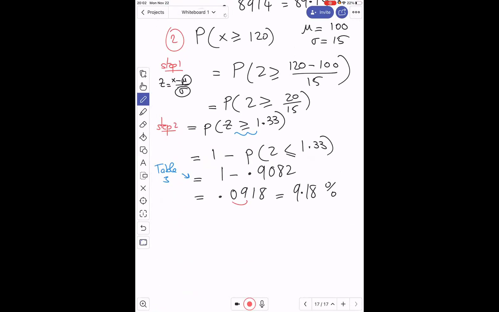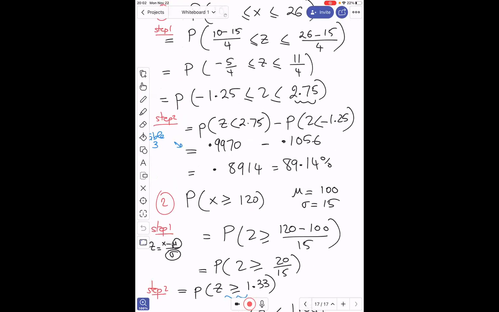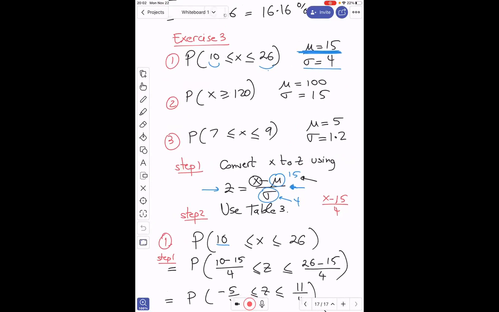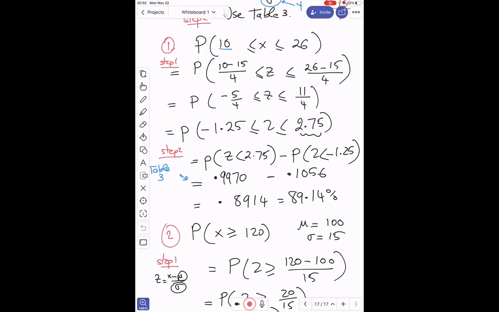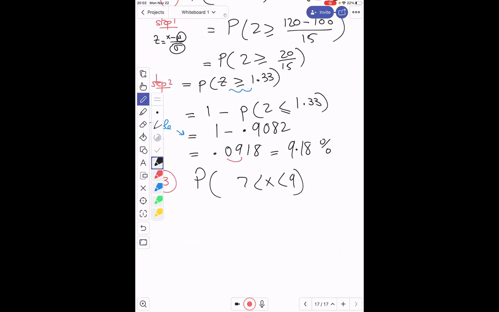Let me see if there's any question in the chat. We never know. Okay. All right, no questions. Okay, perfect. All right, so this is number 3. So the probability that x is between 7 and 9. The mean, mu, is 5 and the standard deviation is 1.2.